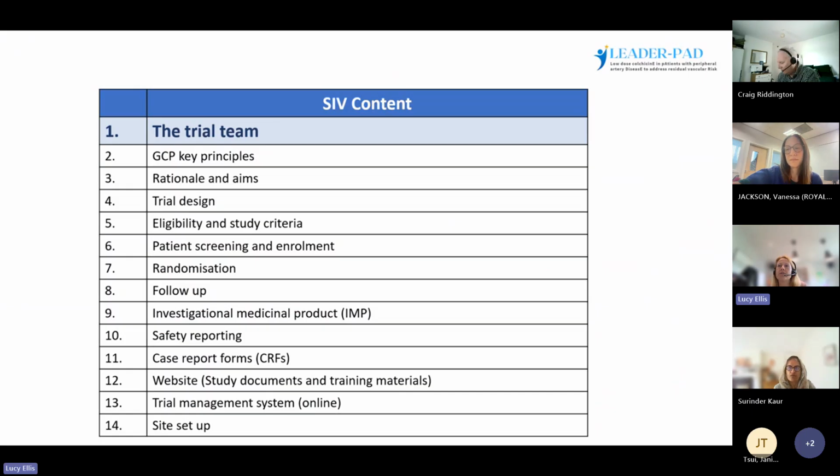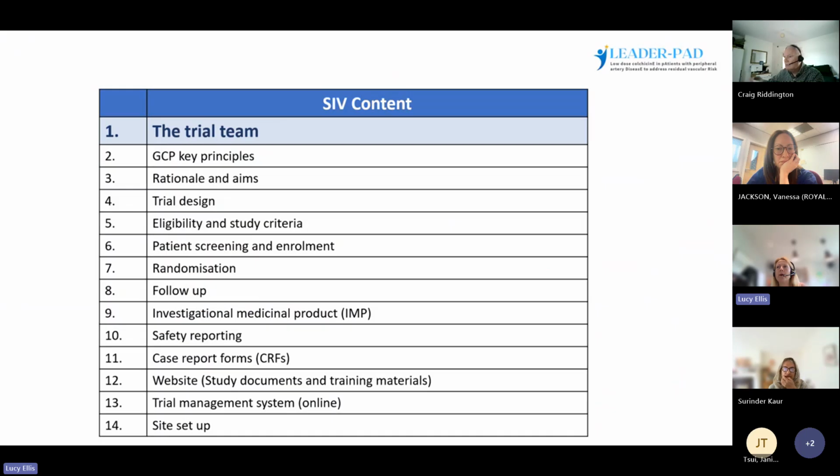So I'll introduce you to our UK trial team. I have to do a bit of a refresh for everyone just on GCP principles. Then I'll go over the rationale, aims of the trial, the eligibility criteria, patient screening, enrolment, randomization and follow-up processes. And then I'll hand over to Craig and he'll talk a bit about the IMP used in the study, safety reporting and completing the CRFs.